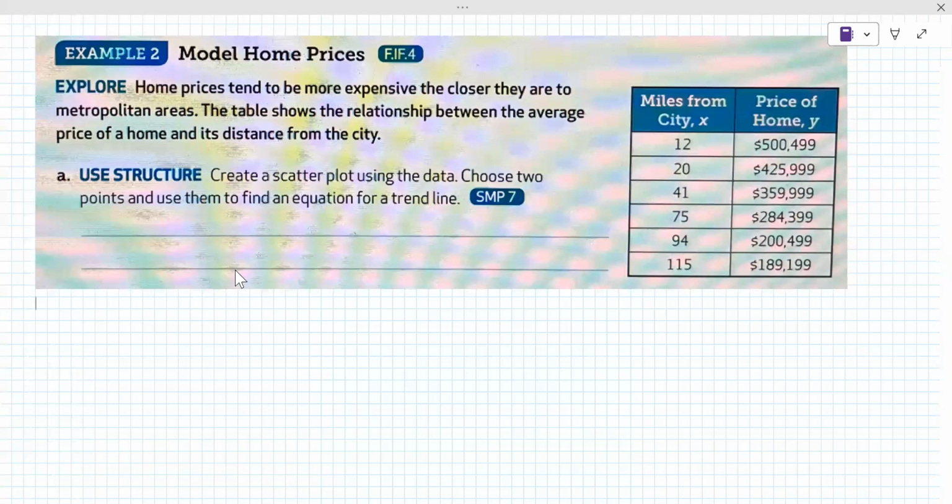Okay. Now, in full disclosure, if you go out 40 or 50 miles from downtown Tucson, you probably get a pretty cheap home. But anyway, this is what they're saying here. It says create a scatter plot using the data. We'll get to that. That's in the lower right here.